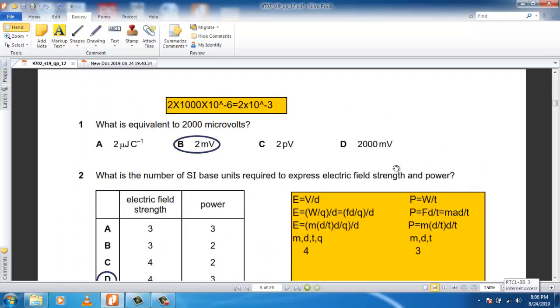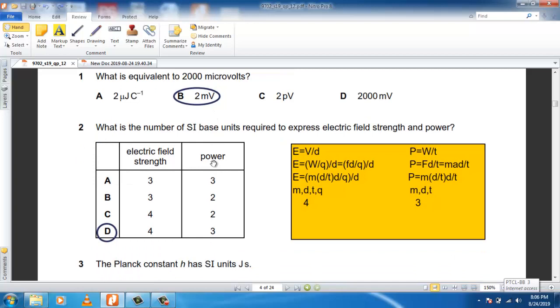Question number 1 asks: what is equivalent to 2000 microvolts? 2000 microvolts is 2 into 1000 into micro, which is 10 to the power negative 6. So it's 2 into 10 to the power negative 3, which is 2 millivolts. So B seems to be the appropriate answer. So it's B, 1B.